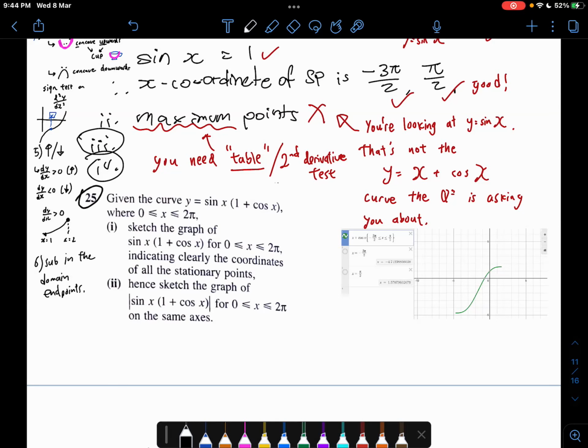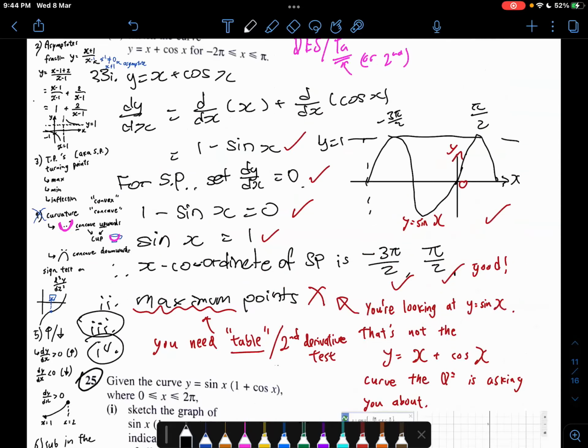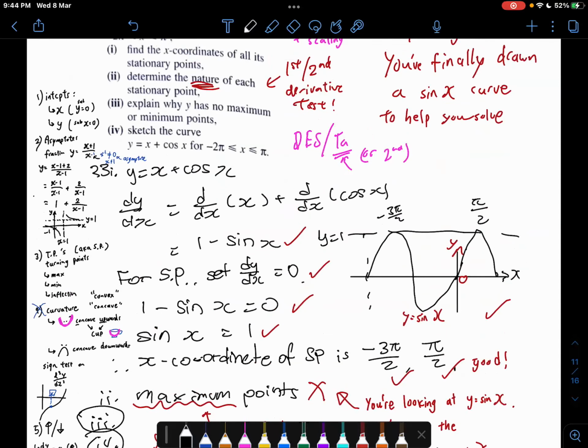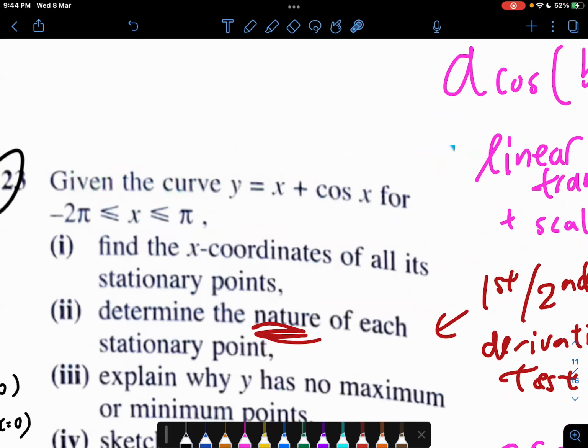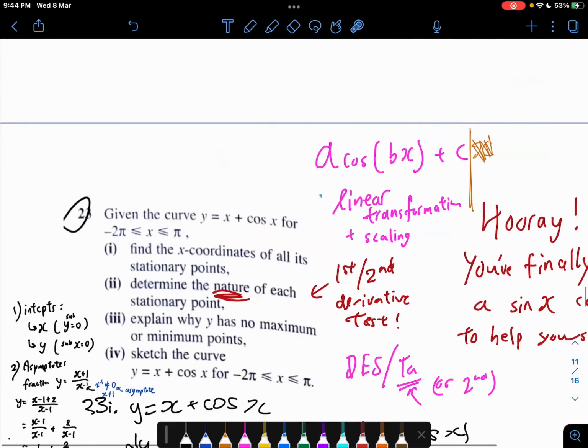Like here, they tell you that they only want x values between -2 pi and positive pi. You can substitute x equal to -2 pi, get the corresponding y coordinate, and plot a point. Substitute in x equal to pi, get the corresponding y coordinate, and plot a point. Then from there, you join the dots together with a smooth curve. Okay, good. Let's move on.